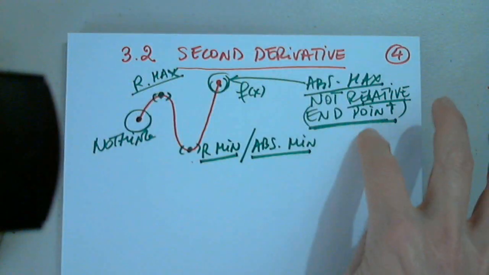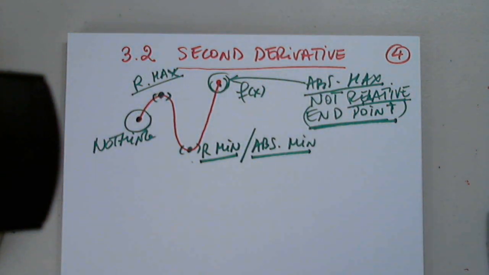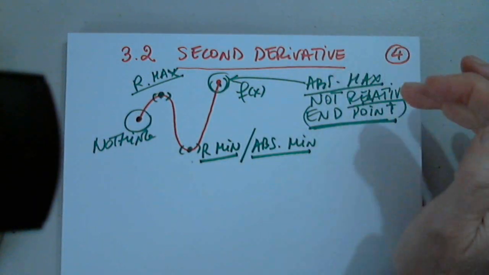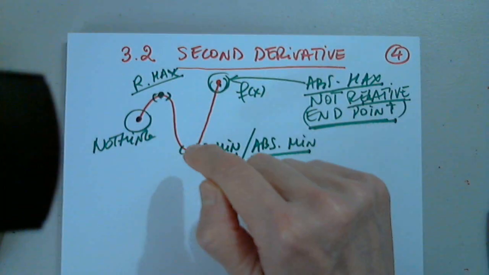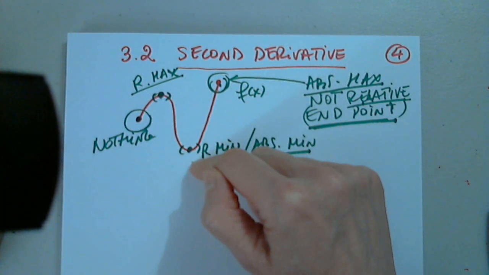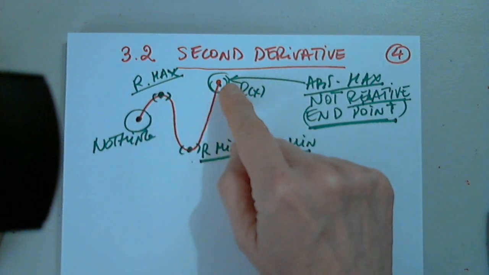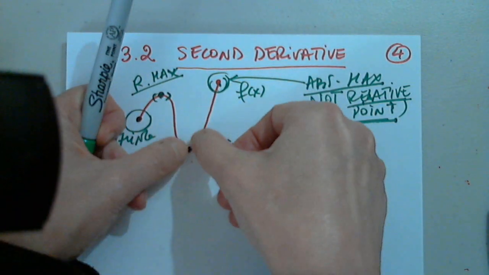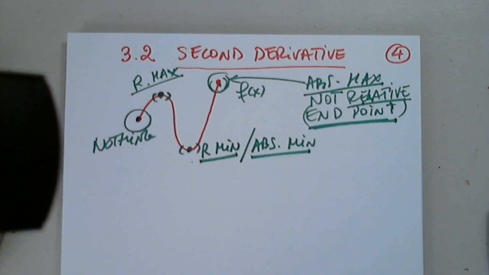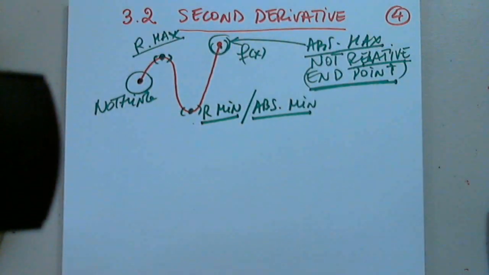So I'm going to come back to this again. I just want you to understand the difference between absolute and relative. Relative has to be in the middle of a function, not at the endpoints. The function must exist on both sides. Okay, enough of that. So let's talk about the second derivative.